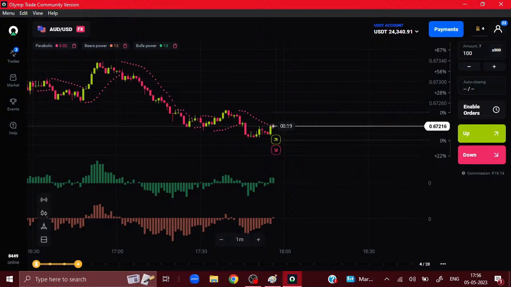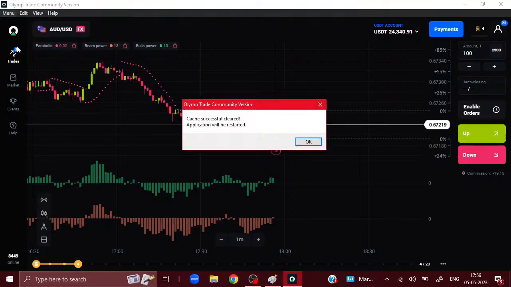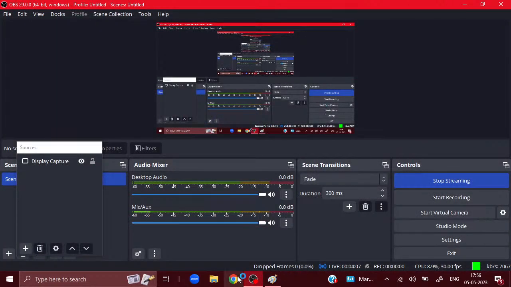When application stop working, click on menu and click on erase cache. Okay. All right, Said, thank you so much for your valuable advice.